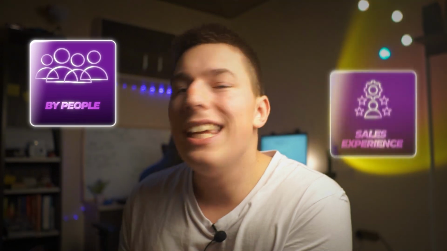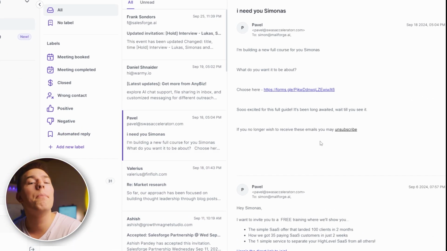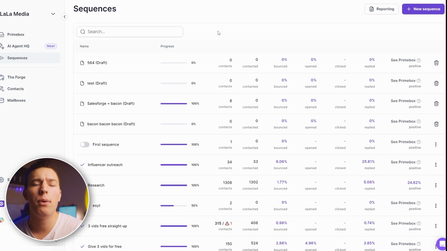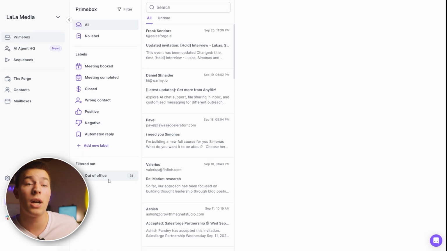The difference is that Salesforge is built by people with years of sales experience, like the founder Frank Saunders, who worked at Google and a ton of other projects. What makes Salesforge unique is it's built around the best email sending practices, and that includes hyper-personalization. With Salesforge, you can programmatically personalize emails in mass by combining your product information together with your prospect's information.